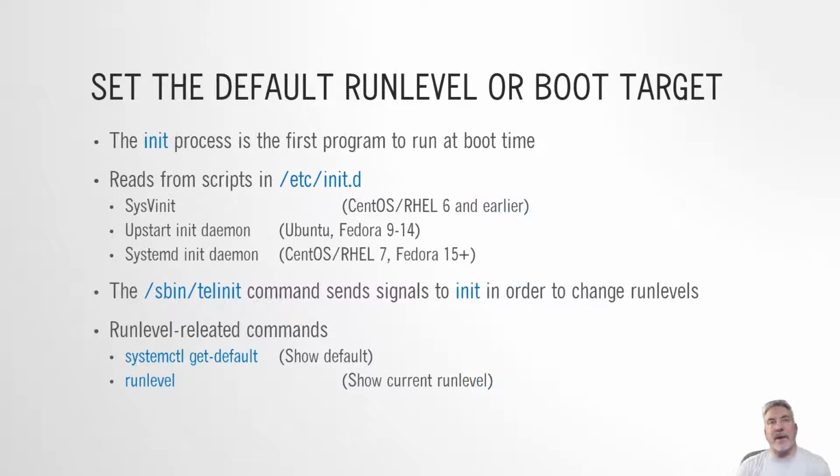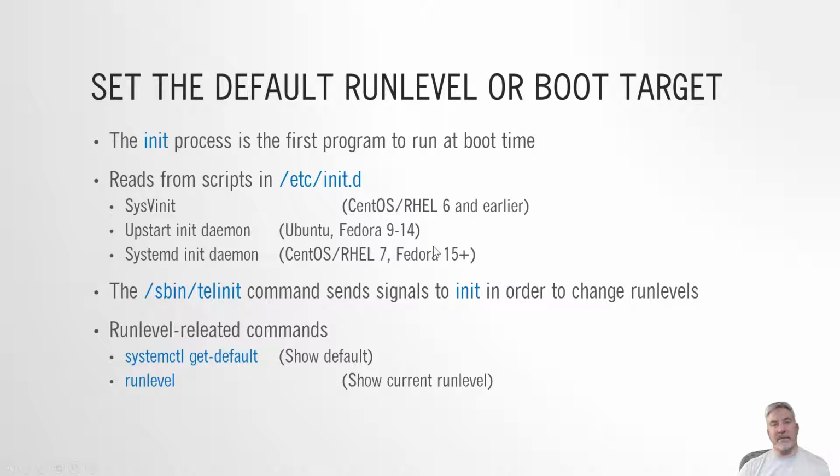So as we talked about in the last module, init is the first program. This is the process with process ID of 0, and all other processes are spawned from that parent process, init. So System V systems will read from /etc/init.d. Earlier versions of CentOS, or even Red Hat Enterprise Linux and so on, will use that method. Upstart is supported by Ubuntu and Fedora, and then systemd with newer versions of Red Hat, newer versions of Fedora and CentOS.